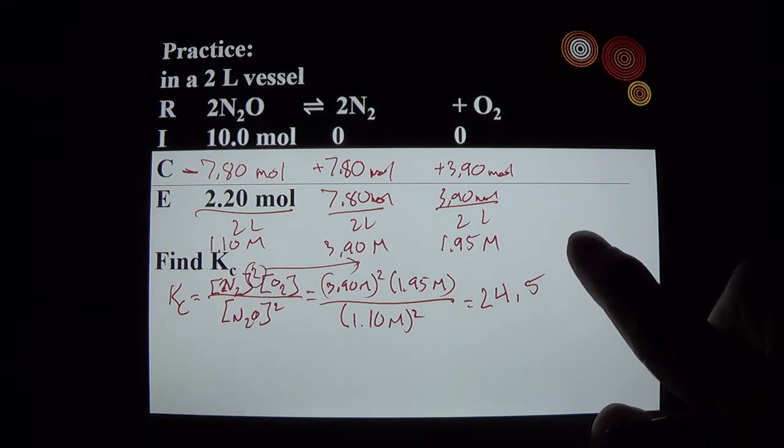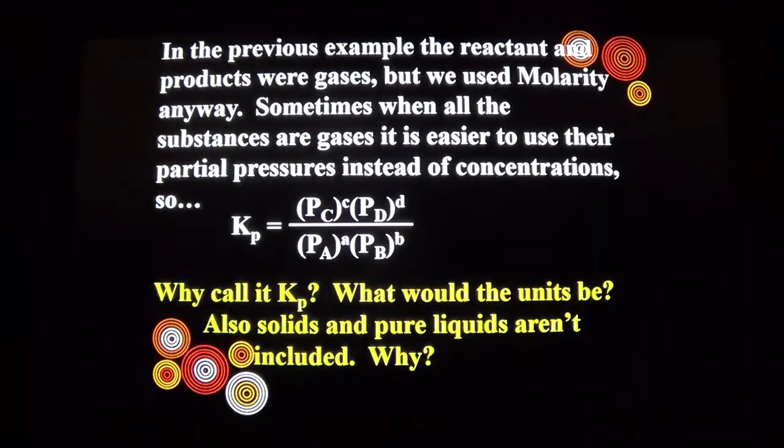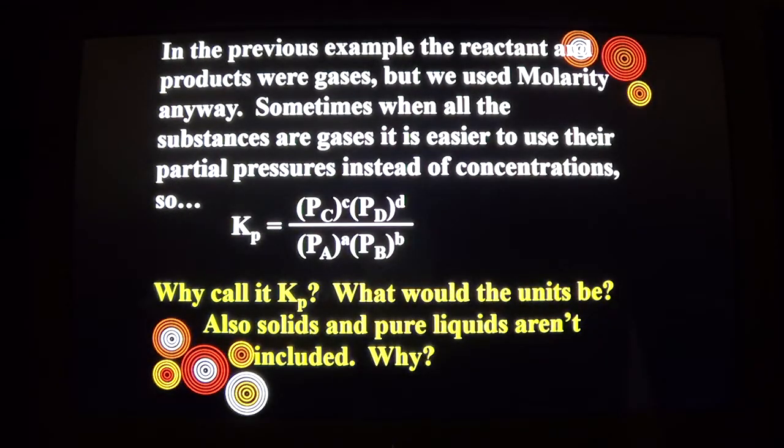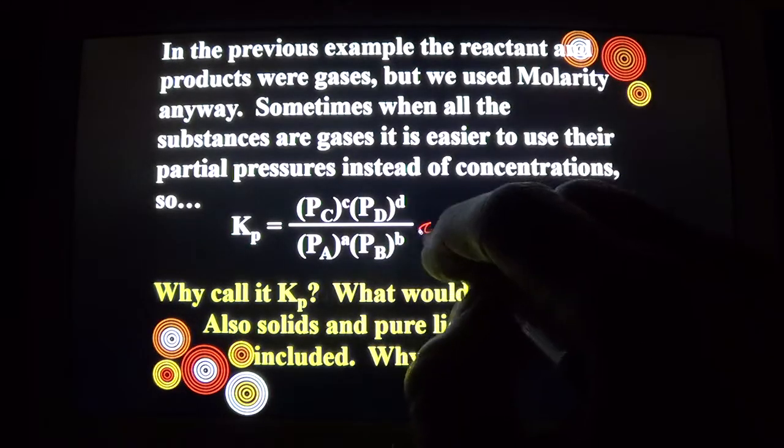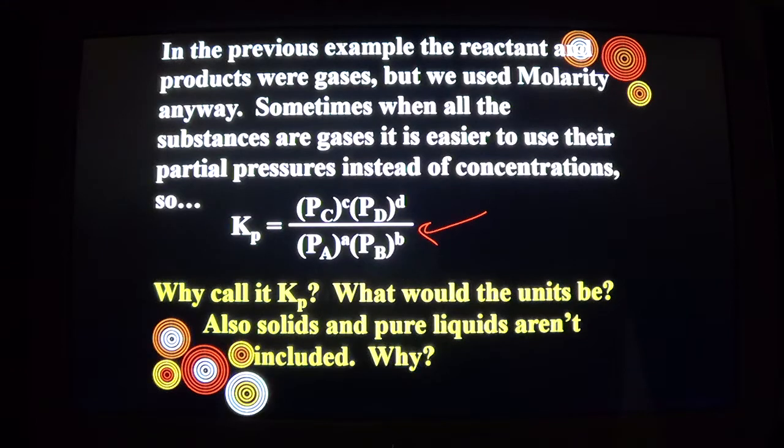Now I want to mention that we've been doing Kc, that is equilibrium constant with concentration, so we can just as easily do it with pressures. And so we get what we call a Kp expression. And notice how it is extremely similar to Kc. One big, super big, don't ever forget this is important, difference.